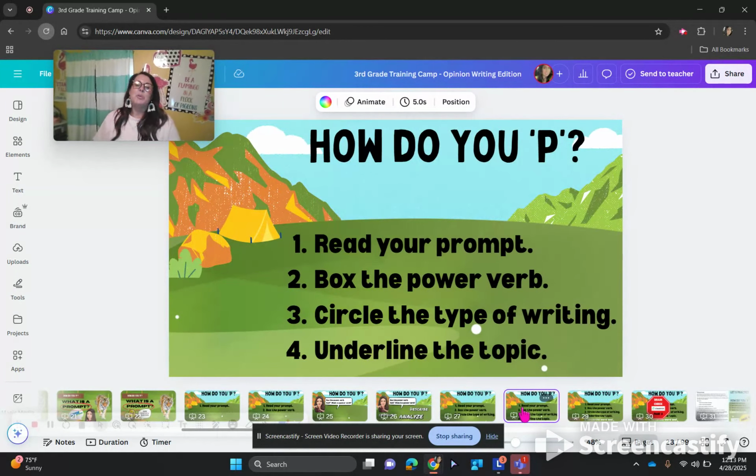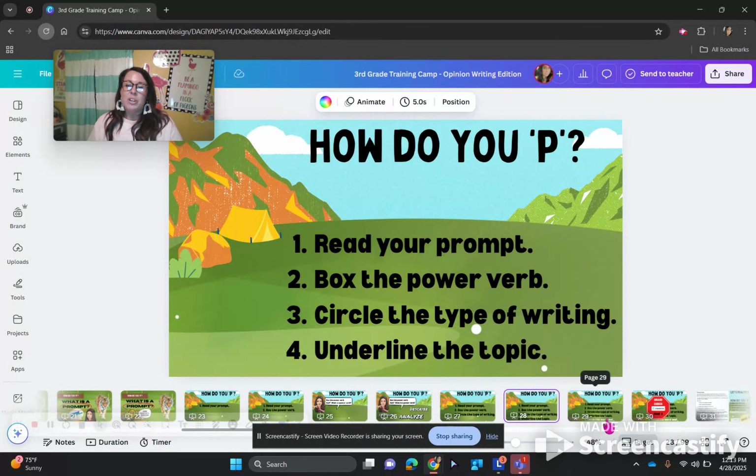Next slide is we're going to underline the topic. Well, what is the topic? What am I writing about? What am I being asked to write about? That's what you're going to underline. Flamingos? Are you going to be asked about tigers? Are you going to be asked about bananas or cell phones? What are you being asked to write about? That's what you're going to underline.